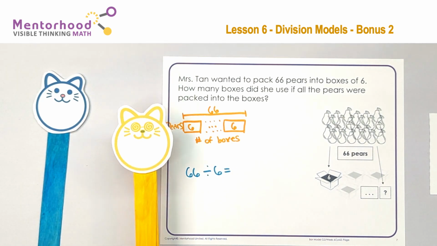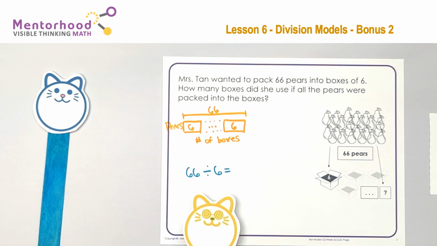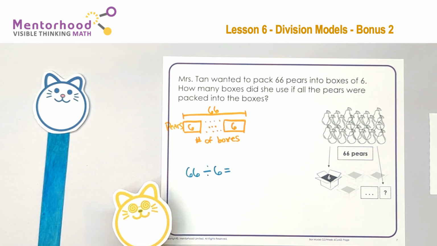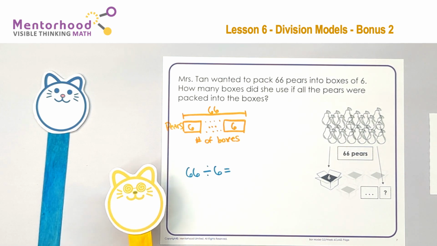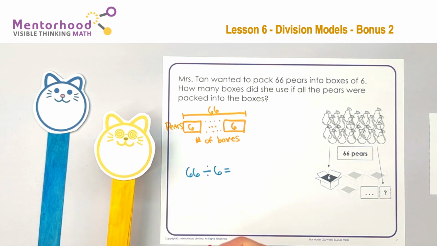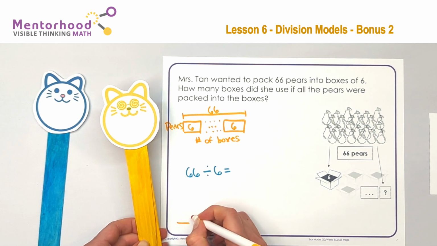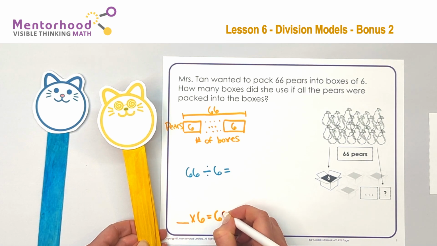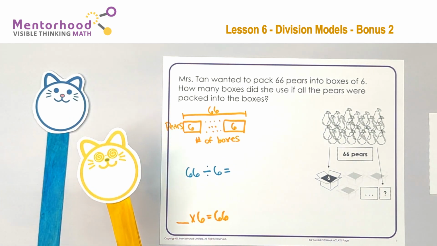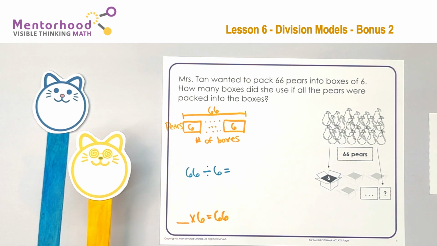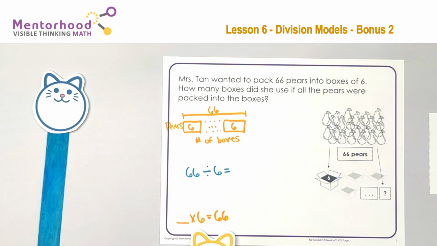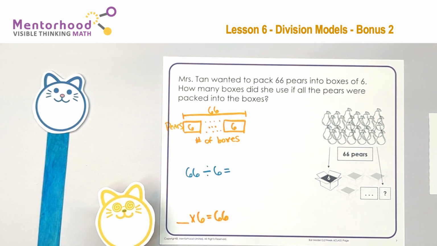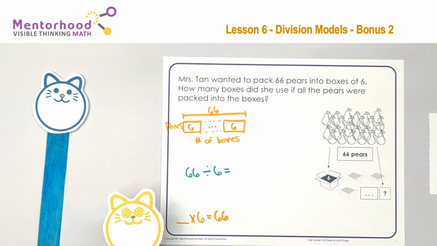Yeah, no problem, Matthew. 66 divided by 6. Wow, that is a tricky one. Let me write it out in multiplication form. So I'm going to have my blank times 6 equals 66. All right. Now there are a couple of ways I can solve this. One is I can simply count by 6s until I get to 66 and figure out how many 6s I'd need. The other way is if I can recognize any patterns with my multiplication tables.